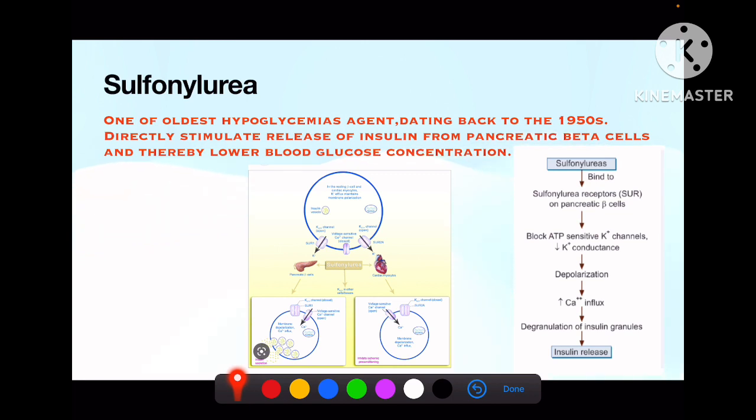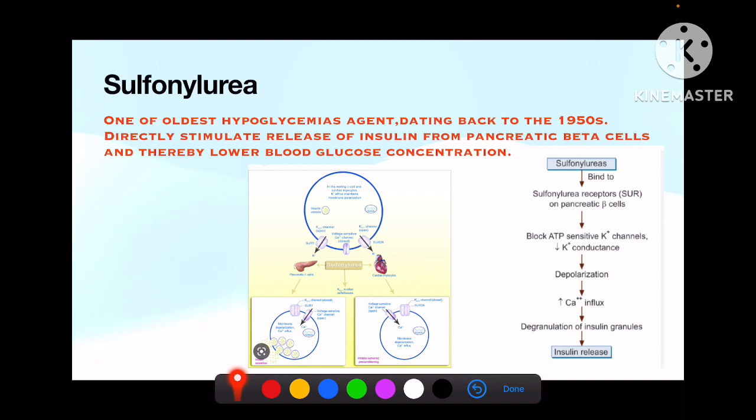Suppose this picture, I just want to show you how sulfonylurea works in your body. Briefly, I just want to explain. When you give the sulfonylurea, it binds to the sulfonylurea receptors on the pancreatic beta cells. Then what will happen? It blocks the ATP sensitive potassium channel. Then the potassium conductance will be low.